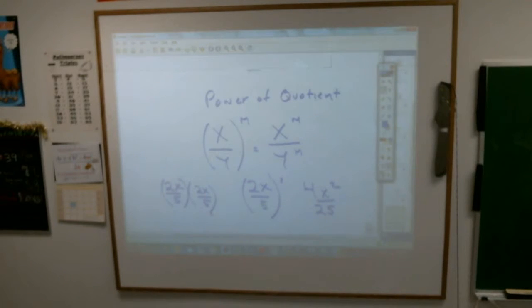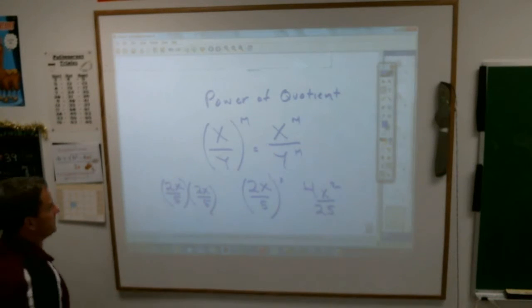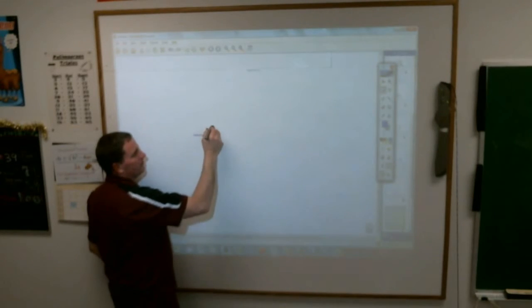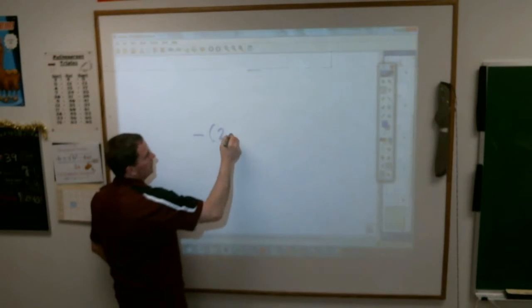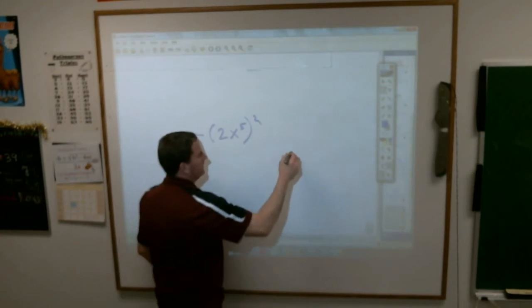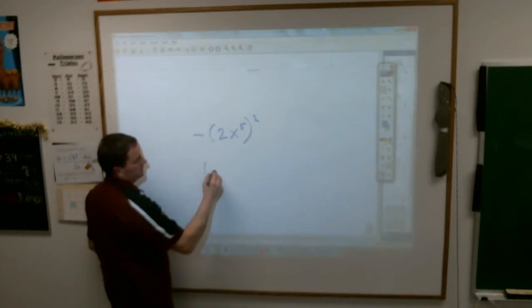Perfect. Now let's do something hard. Yay. And again, I had the same issue with 7th graders the other day, and they still don't get this even though we talked about this before. Please make sure you understand the difference between this. If I have a minus 2x to the 5th squared, that is different than this.